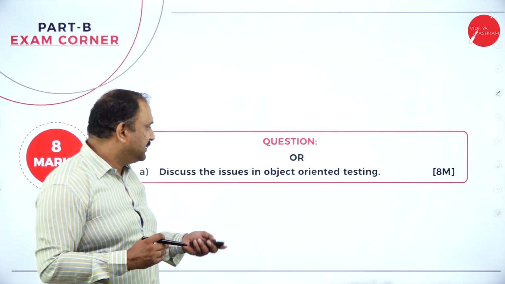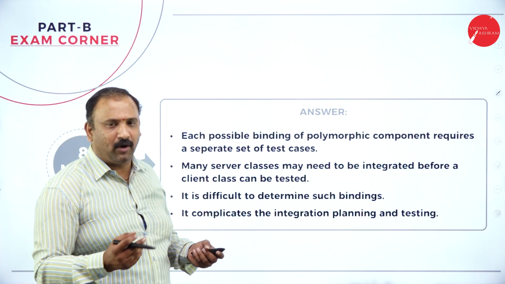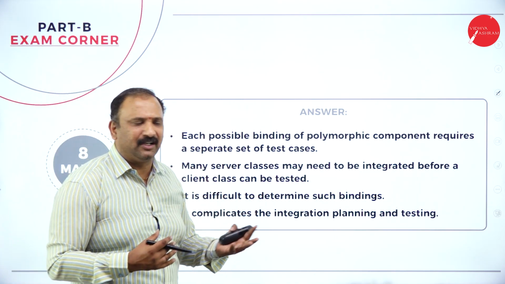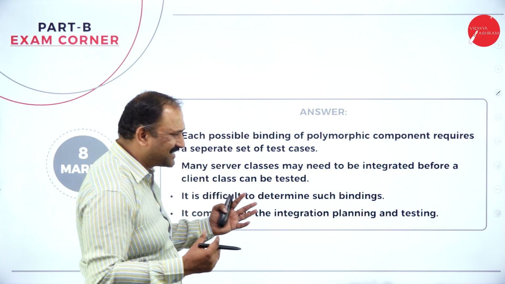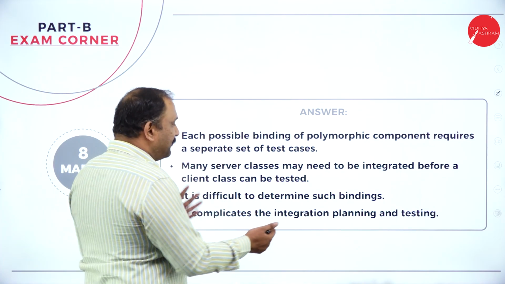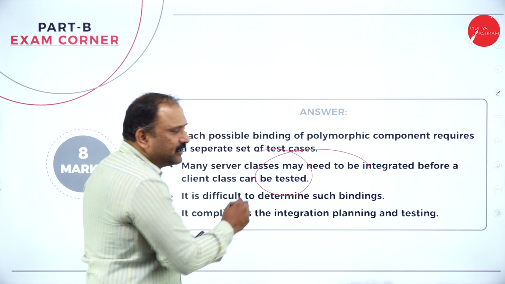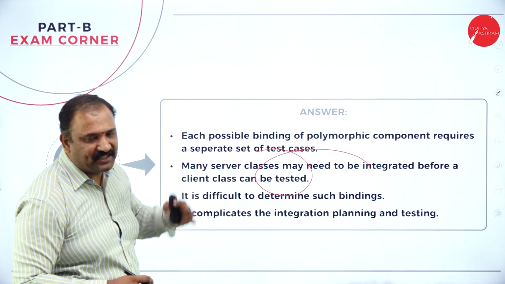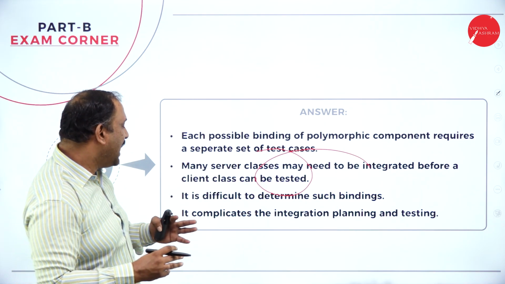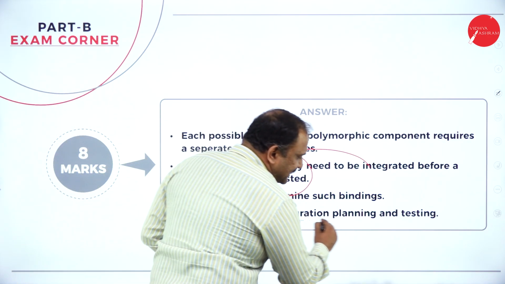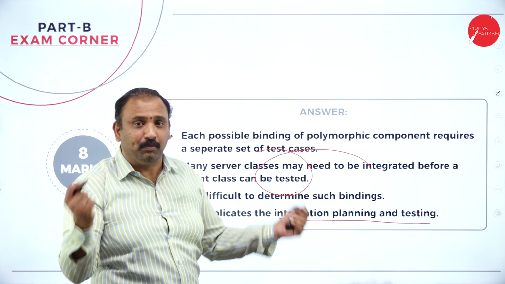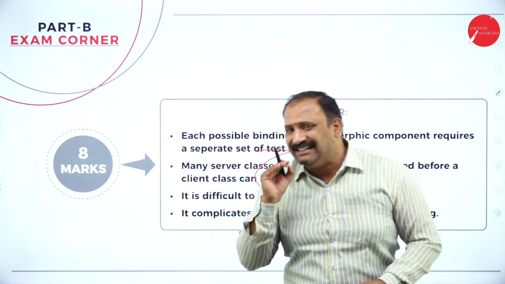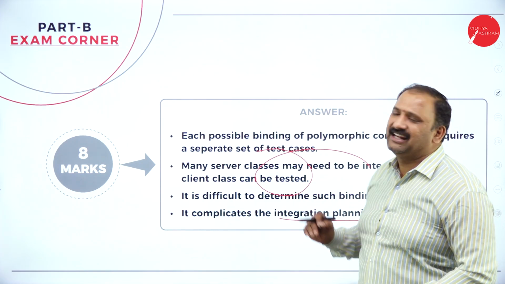Now, the next one is the issues that are spoken about in object-oriented testing. One kind is that binding of polymorphic components requires separate test cases. Every server class needs to be integrated with the client classes. It is difficult to determine such bindings. It's very complicated. And the integration planning and testing itself is complicated because you need to bind each and everything. You need to combine each and everything. So this becomes quite difficult for us to do testing like this.